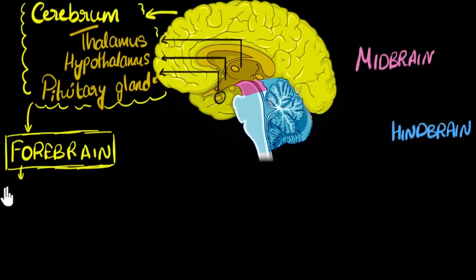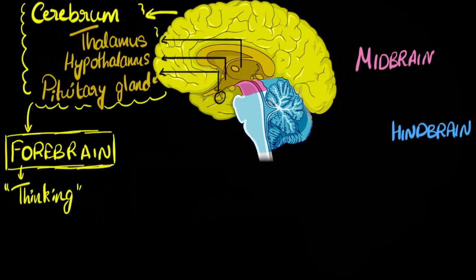What does it do? Well, one of the things that you can think of is thinking, right? And when I say thinking, I'm including a lot of things over here because there's not much space. Thinking, your learning ability, your speech, language, all of that comes from your forebrain.